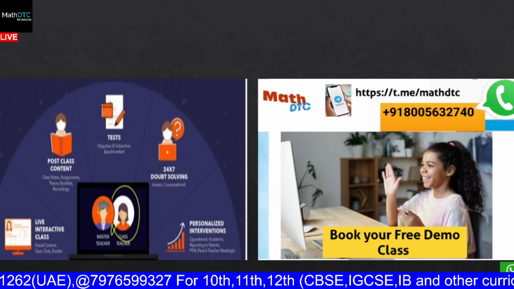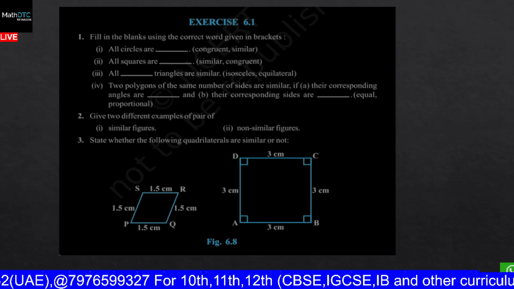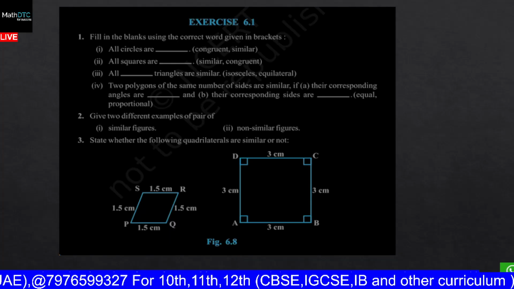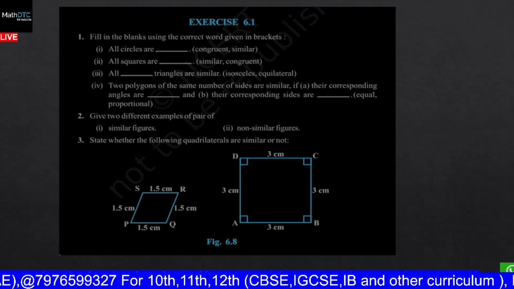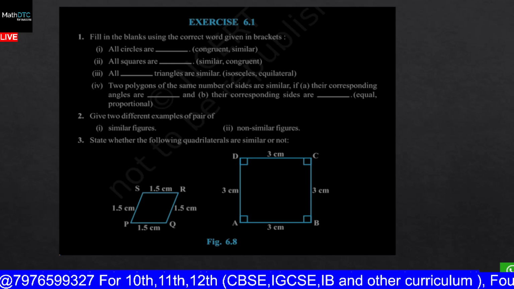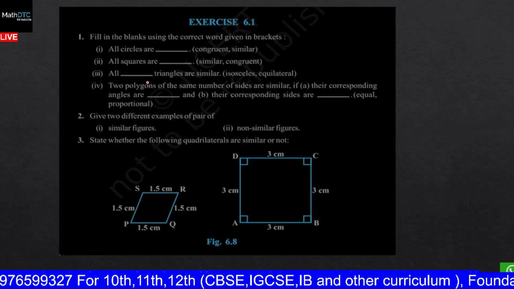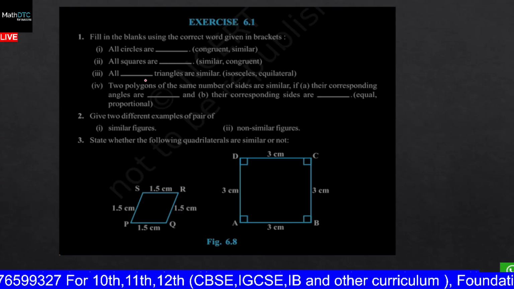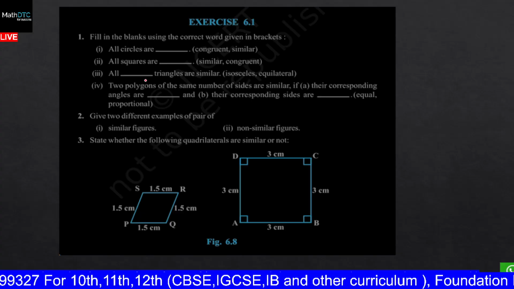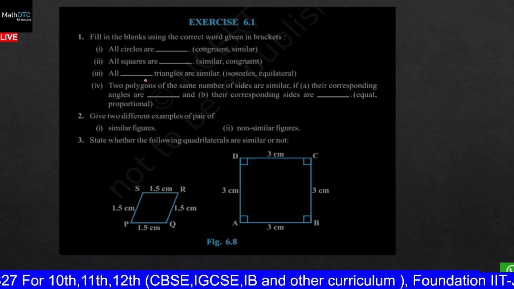See exercise 6.1. Fill in the blanks using the correct word given in the bracket. Just simple questions. Question 6: all circles are congruent or similar? All circles are similar, not congruent, because they have different radii.